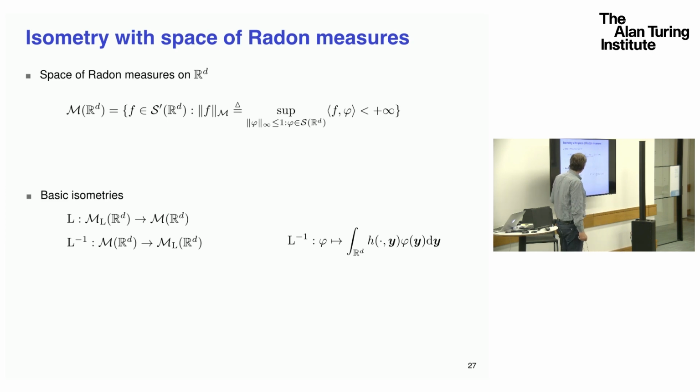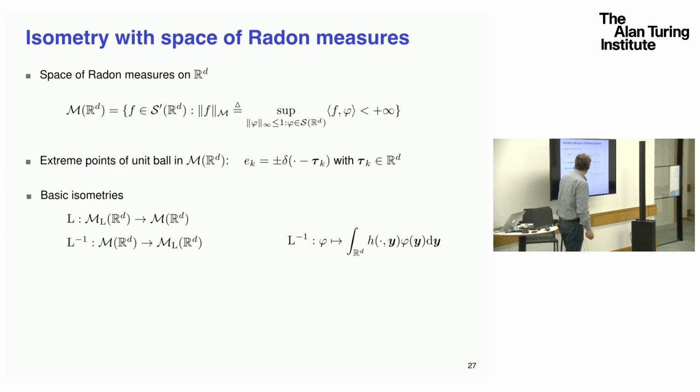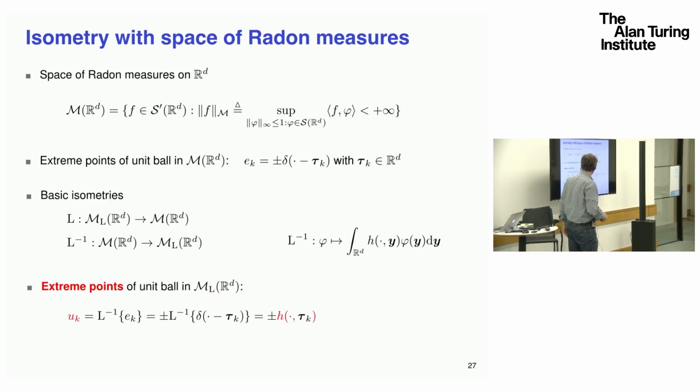Okay, then we have isometries because this operator L is invertible, so I can define a bijection between my space that goes with the operator L and this space of measures. And I have also the kernel here. And now I need the extreme points of the measures, but those are known. Actually, they are Diracs, lying at any points, with plus or minus.